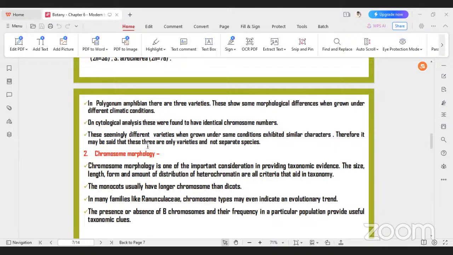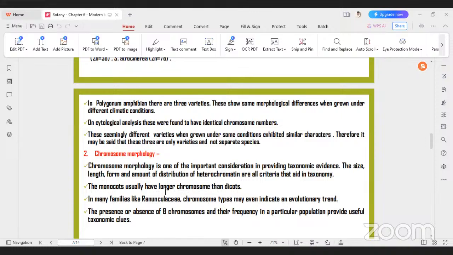Now chromosome morphology. Chromosome morphology is one of the important considerations in providing taxonomic evidence: size, length, form, and amount and distribution of heterochromatin are all criteria. So the size of the chromosome is important, the length of the chromosome is important, and the amount and distribution of heterochromatin. If you take the chromosome, there are two types of chromatin, heterochromatin and euchromatin. So heterochromatin is also utilized for taxonomic plant classification.